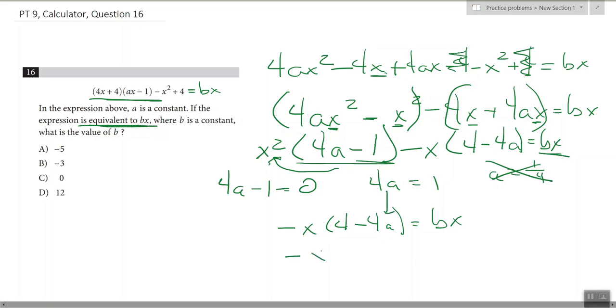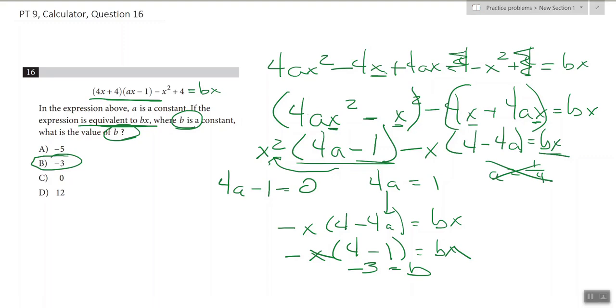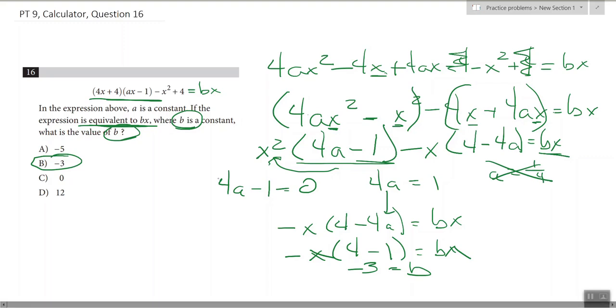So now I get negative x times 4 minus 1 equals bx. So when I factor out this x right here, 4 minus 1 is 3, so negative 3 is equal to b. The question asks, what is the value of b? Well, negative 3 is the value of b. Again, crazy complicated question, but if you recognize this part right here, this is the key moment. Once you recognize that, you solve it.